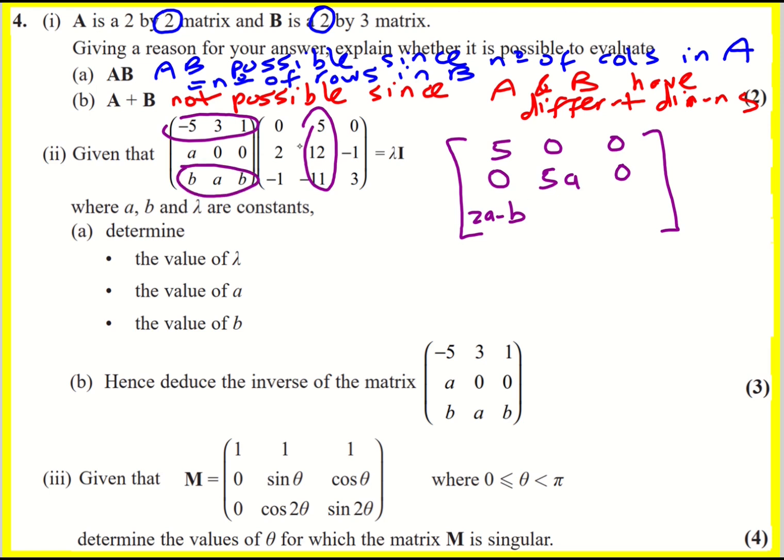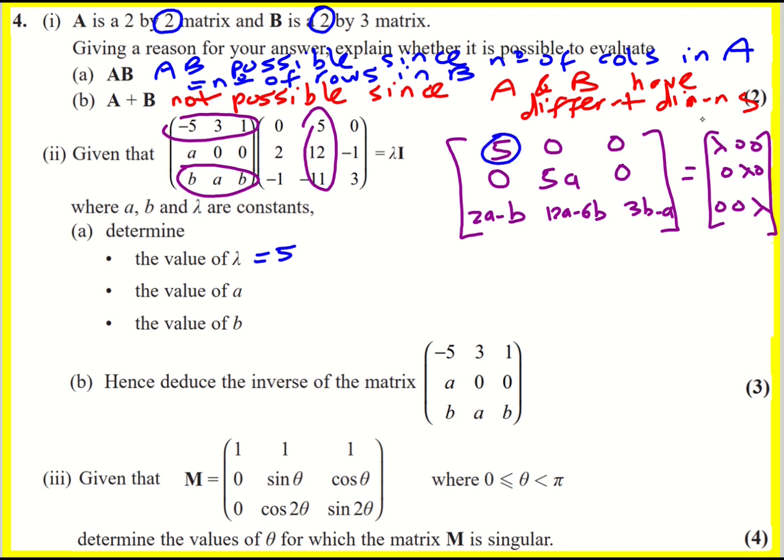Because I'm now going along this row and along the first column. So 0 times b plus 2a minus b. Then 12a minus 6b. And 3b minus a. And remember, this is equal to lambda I, which is actually lambda times the identity matrix. It looks like this. Sorry, I'm just squashing it in there, but that's okay. So if we now compare them, we can see that lambda is going to have to equal 5, because I can just compare these two.